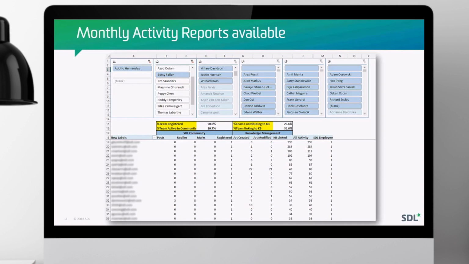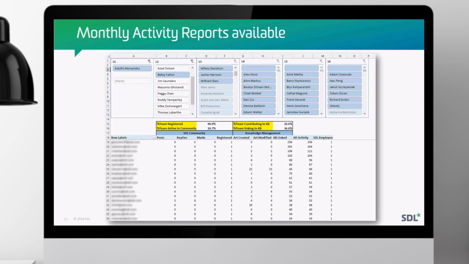And apart from the typical activity reports we make, we also have reports available for managers on knowledge sharing activity of people in SDL at all levels. This way, managers can see which of their reports are already starting to collaborate and share in the SDL community or knowledge base. It's not to scare you, by the way, but it's simply to show you that we have these reports at our disposal.